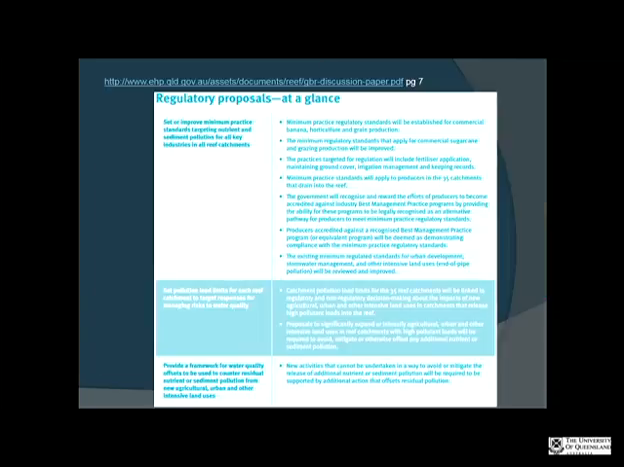So there's three areas that they were looking at in this paper. One is to set or improve minimum practice standards, targeting nutrient and sediment pollution. The second one is to set pollution load limits for each reef catchment area. And then the third one is to provide a broader framework dealing with water quality offsets to counter residual nutrient or sediment pollution. So these were the sort of things that the paper was looking at in terms of seeing how the regulatory response could be changed to improve outcomes there.